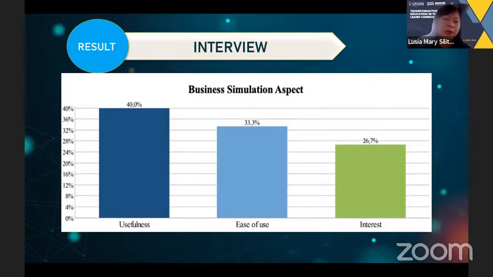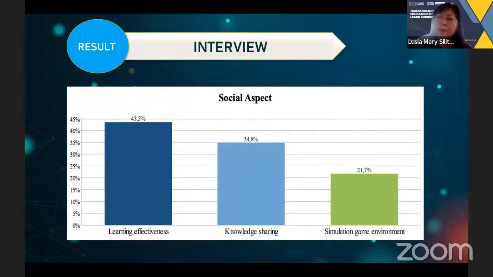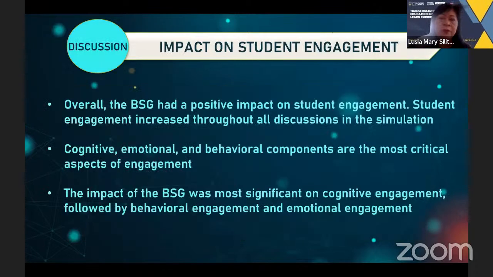That's from the aspect of business simulation game. And from the learner aspect, high order thinking skill is the highest. This is the result of the interview analyzed using MaxQDA. And from social aspect, it is very effective to learn using simulation game. So the highest is learning effectiveness. I make it fast now.